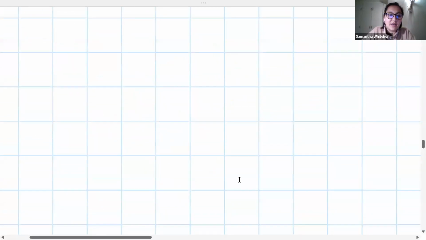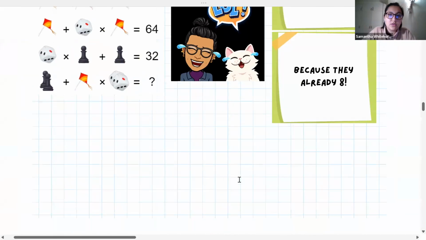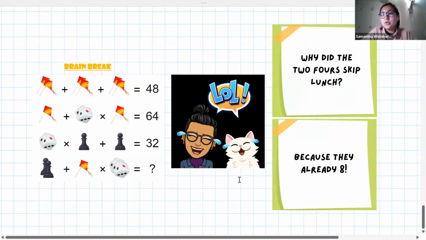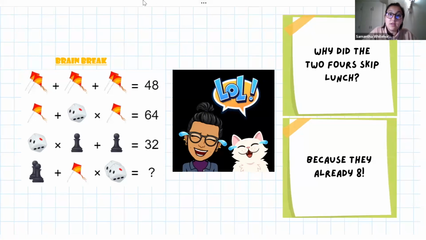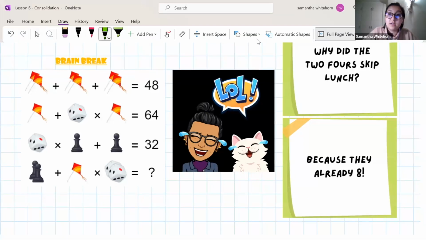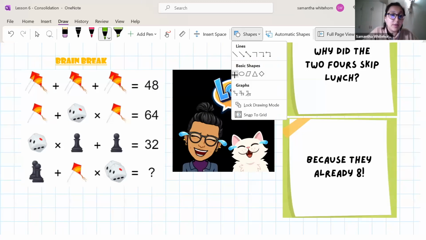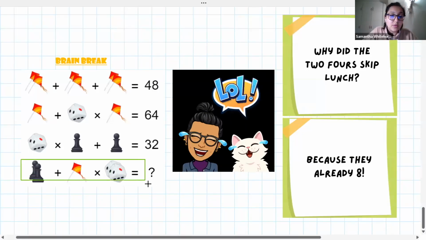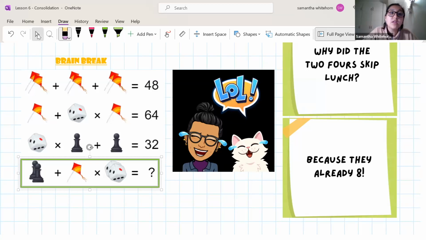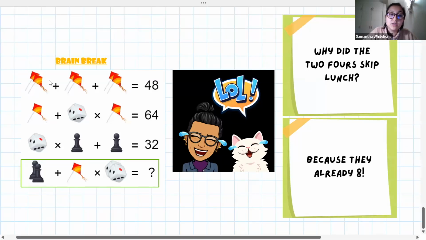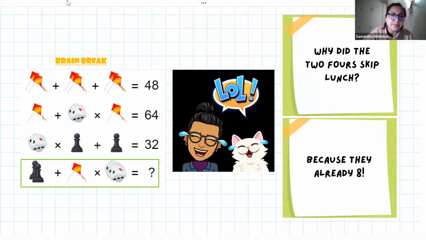Alrighty, guys, brain break time. If you don't know what a brain break is, it means that you are either new or you have not listened when we've done brain breaks in the past. What we want to do is work out the value of this final equation down at the bottom. You need to use everything that you have now learned about solving equations to work out the value of the kites, the dice, and the chess piece in order to work out the value of the last equation.